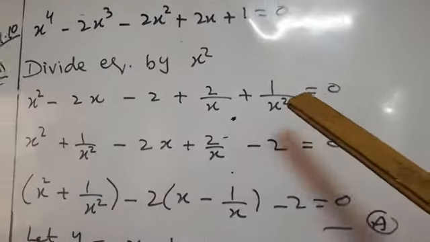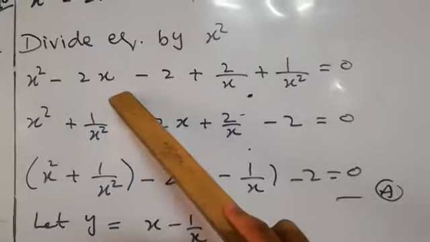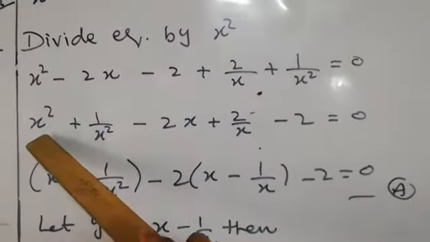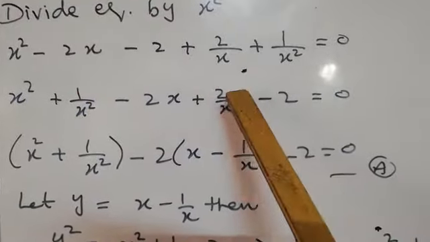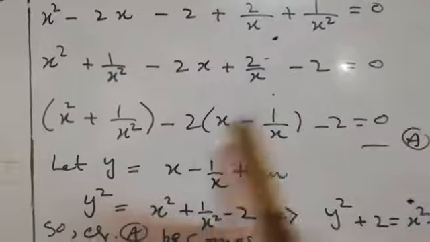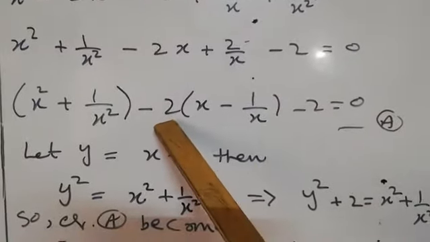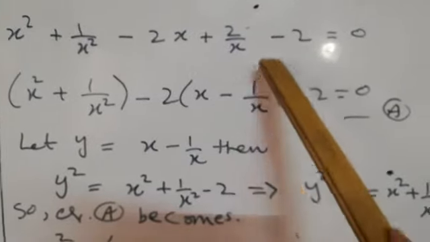x square. And after that we will combine the values of x square, the value of x, and the constant value. So it will be x square plus 1 over x square, minus 2x plus 2 by x, and the constant value minus 2 is equal to 0. We will take minus 2 as common and get x minus 1 over x.